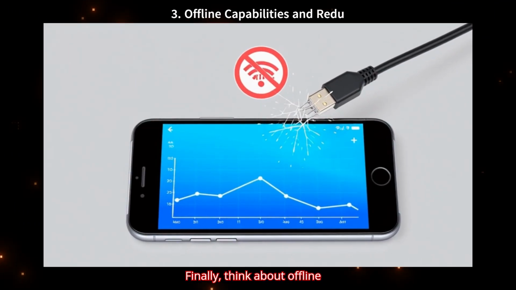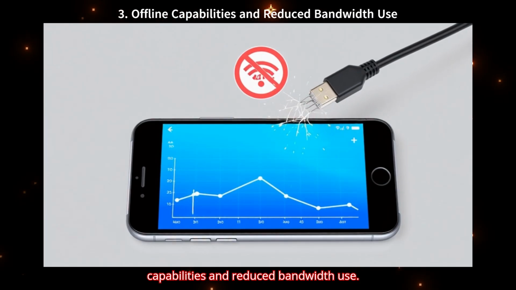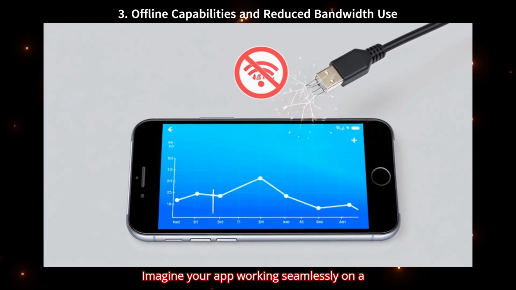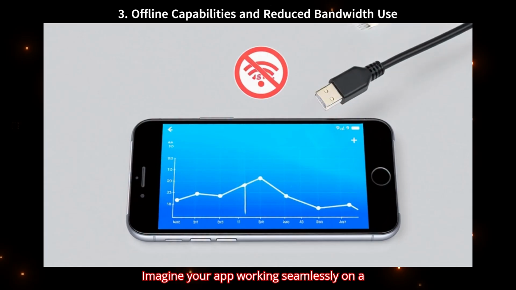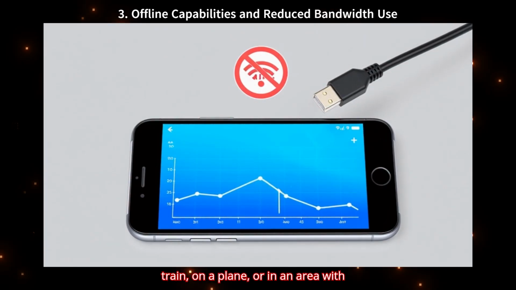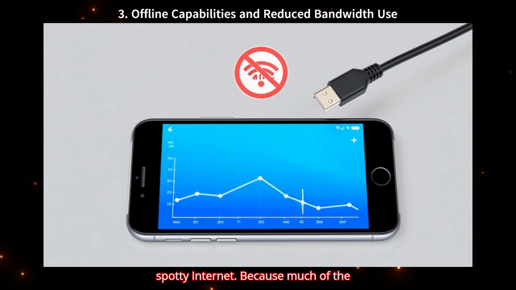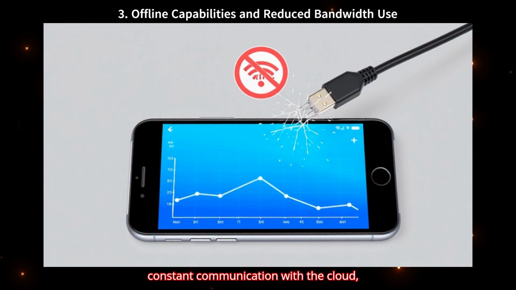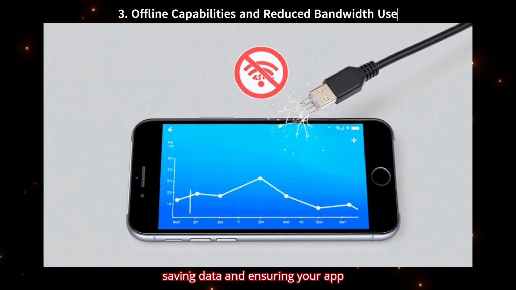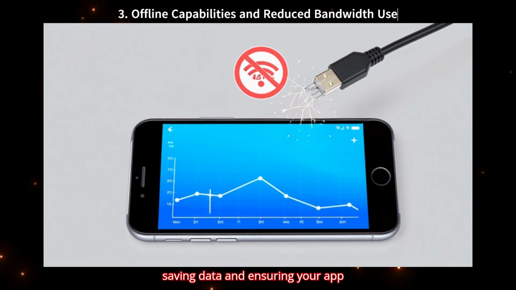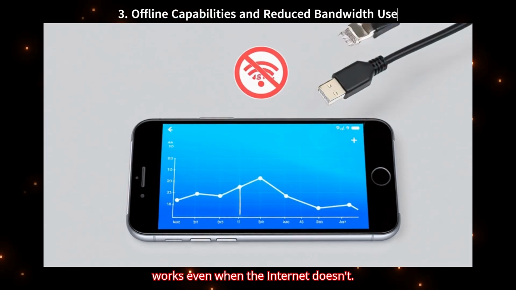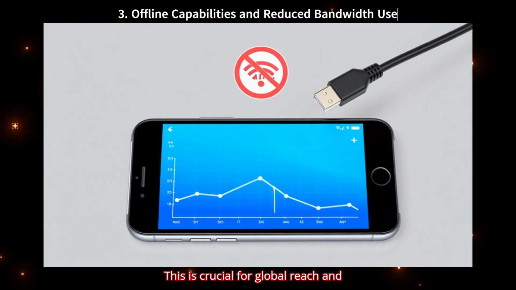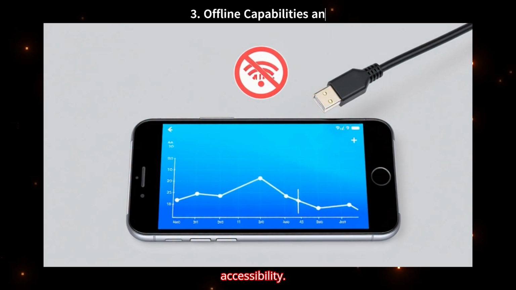Finally, think about offline capabilities and reduced bandwidth use. Imagine your app working seamlessly on a train, on a plane, or in an area with spotty internet. Because much of the intelligence is local, it requires less constant communication with the cloud, saving data and ensuring your app works even when the internet doesn't. This is crucial for global reach and accessibility.